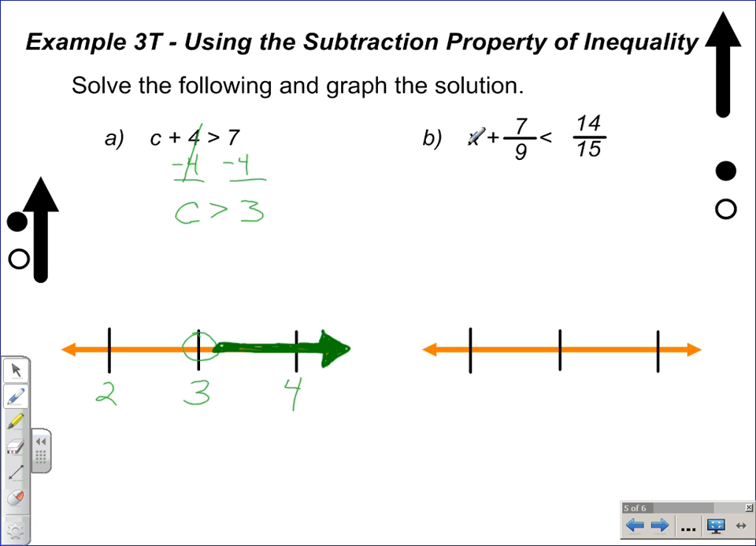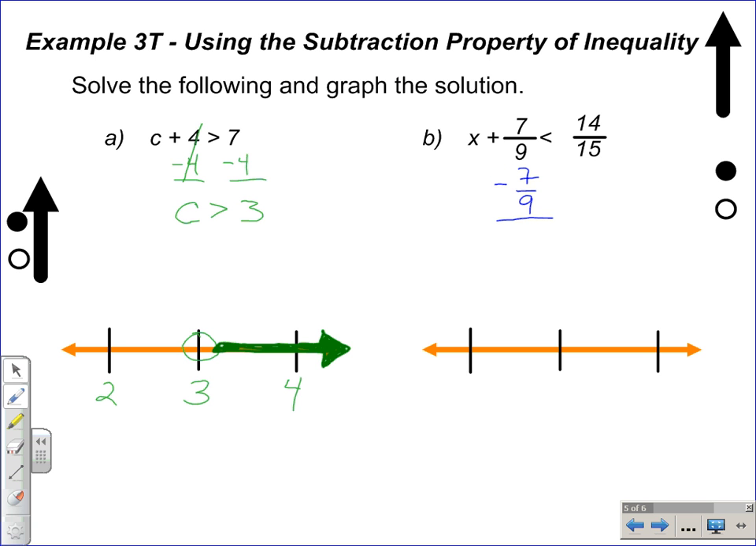Moving on to part B here, x plus 7/9 is less than 14/15. The difference between A and B here is now that we have fractions. A lot of my students, when they see fractions, they shut down. I don't know how to do it. Well, in fact, you do. What you have to do is get rid of the 7/9. We get rid of the 7/9 by subtracting 7/9 from both sides.